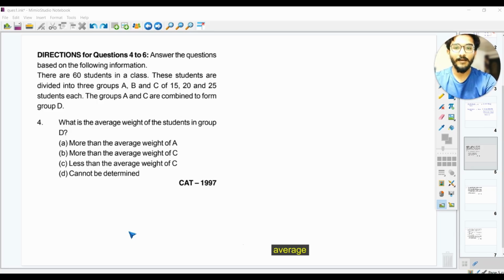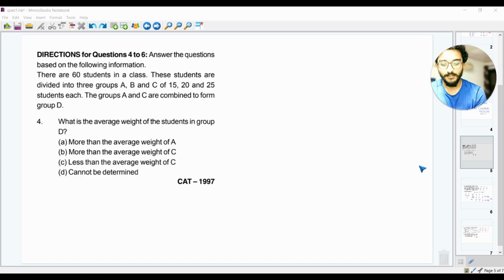So this is a typical average question. It's a reasoning based question. Let's read the question first. There are 60 students in a class. These students are divided into 3 groups A, B, C of 15, 20 and 25 students each. The groups A and C are combined to form a group D. Now what is the average weight of the students in group D?